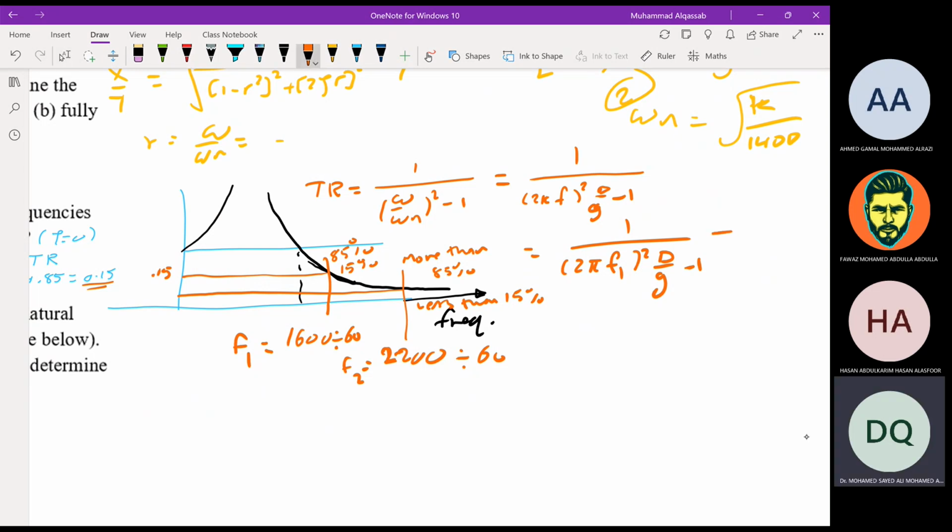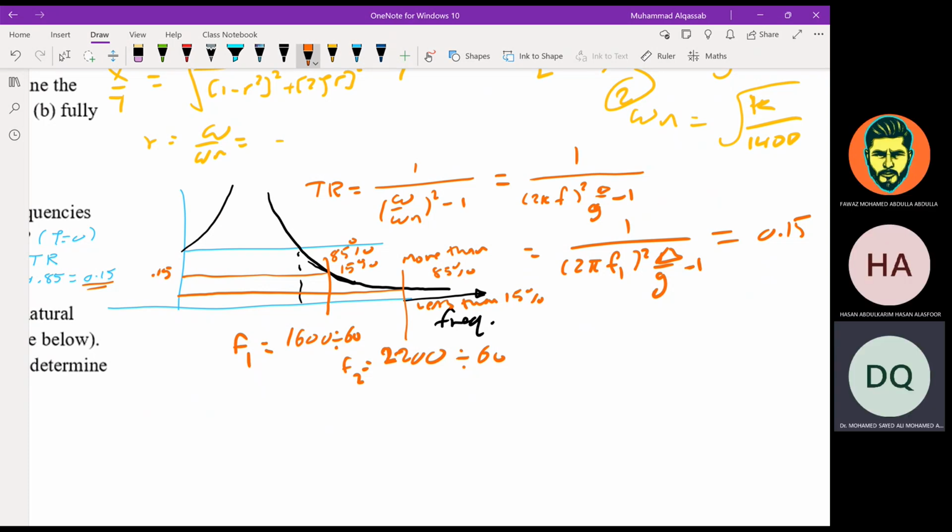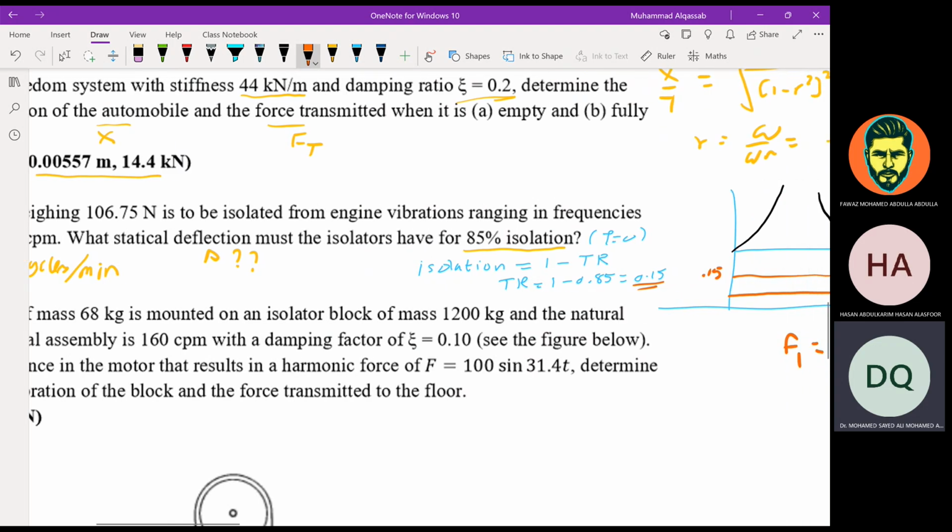Okay, and the transmissibility equal to 0.15. The only unknown here is delta. Okay, the only unknown is delta. Just make sure f is in hertz, cycles per second, not cycles per minute, so that the units will be consistent.